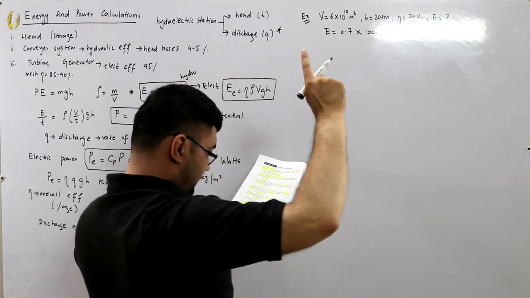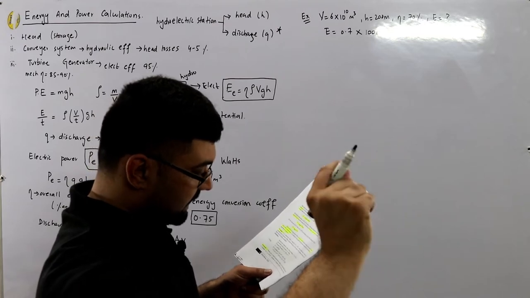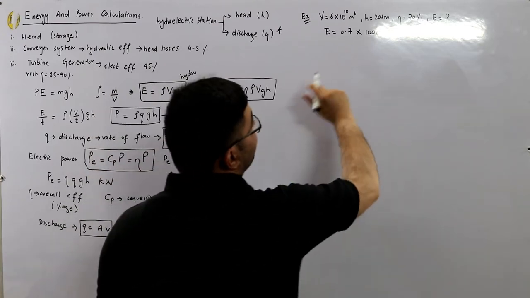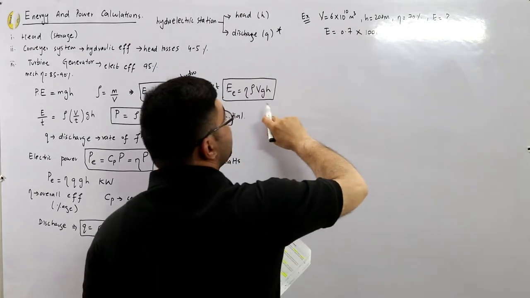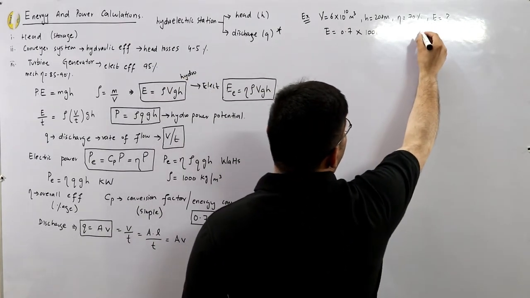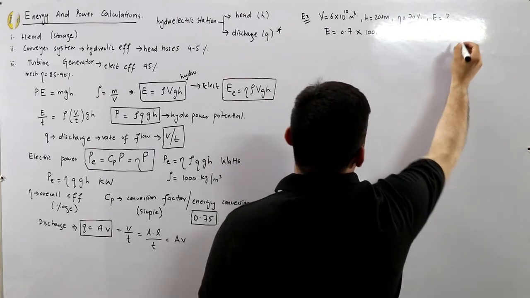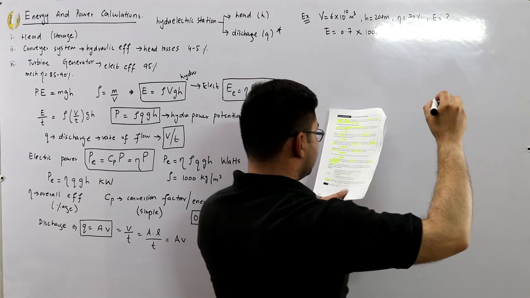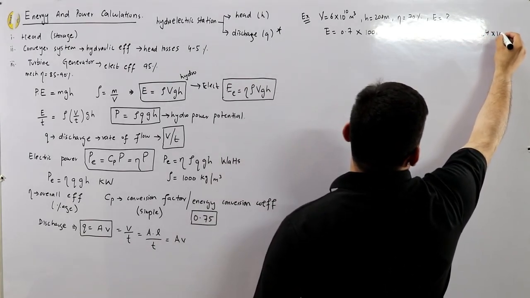And have a look. Volume is 6 into 10 to the power 10, and then G would be 9.81. And then the H is what? It's 200 meters. This comes out to be 8.24 into 10 to the power 16.